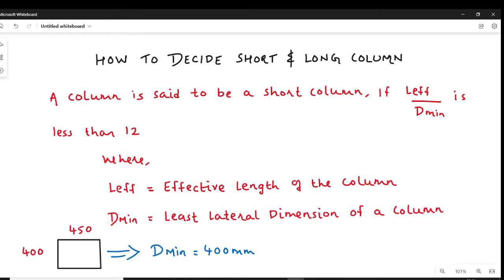So L effective is the effective length of the column, and we have to find the effective length of the column based on the end condition. D minimum is the least lateral dimension of the column. If this is the size of the column, you see 450 mm by 400 mm, here 400 mm is the least lateral dimension of the column.